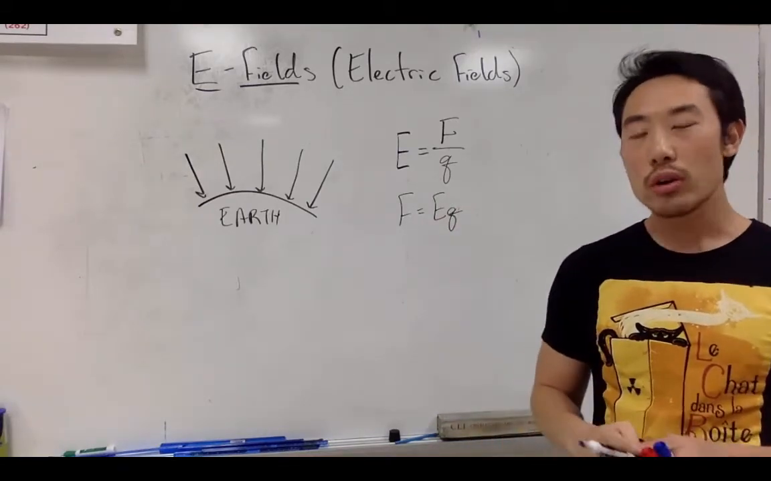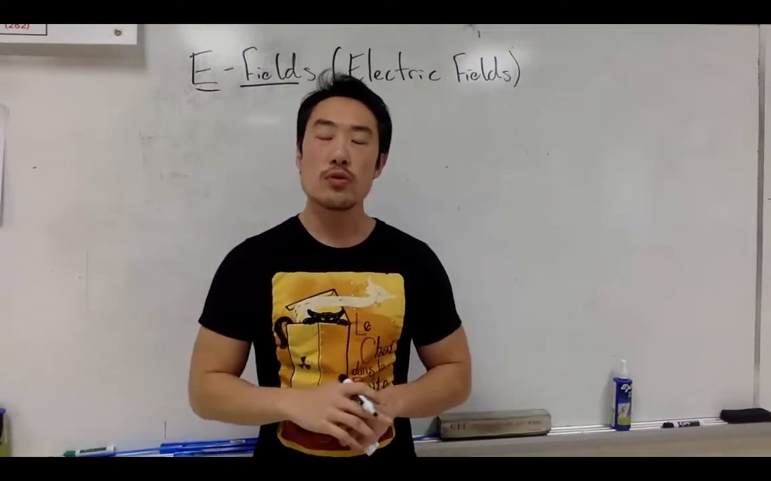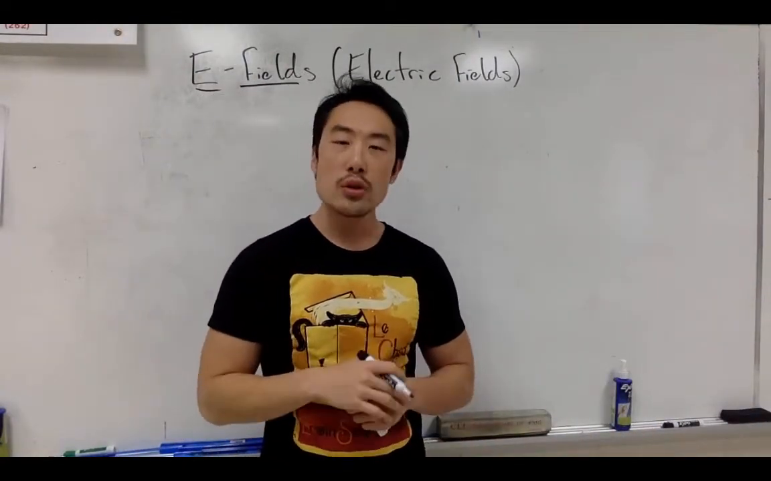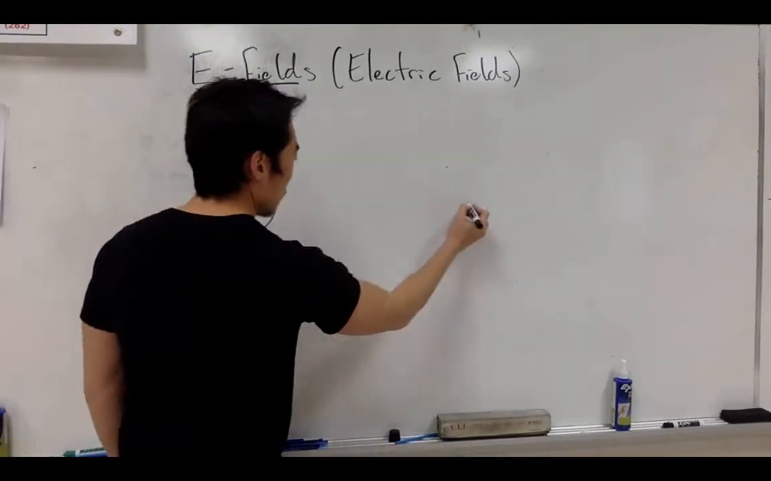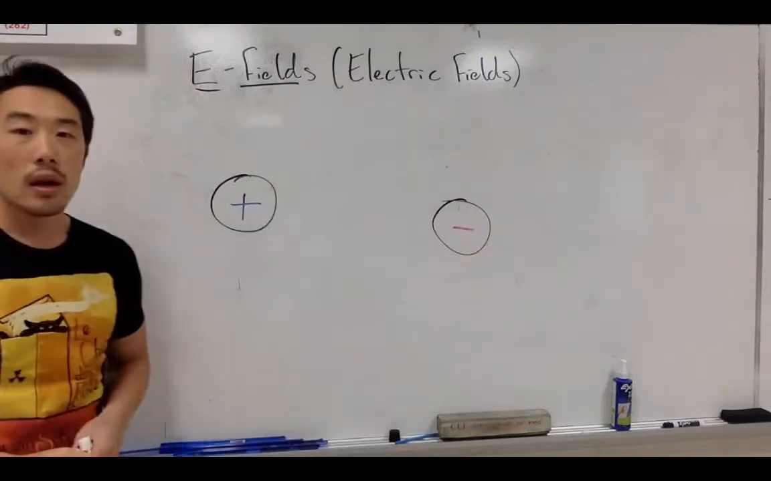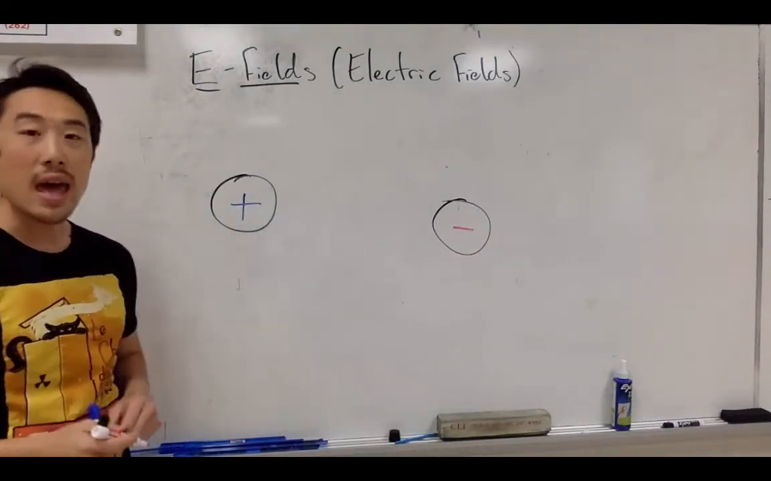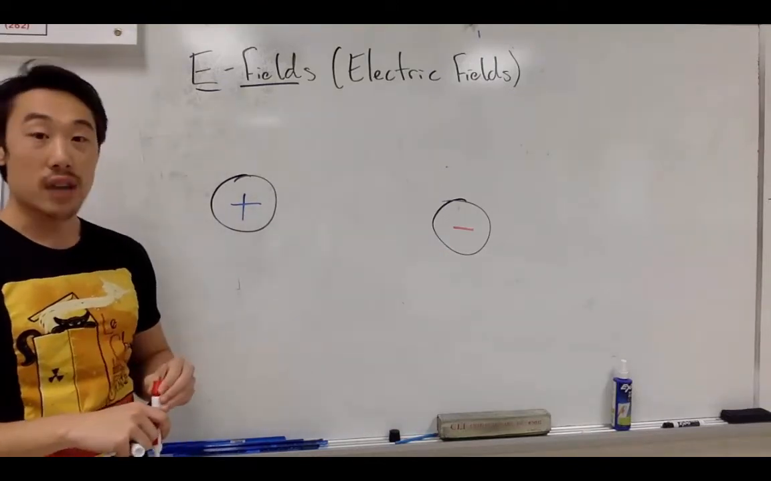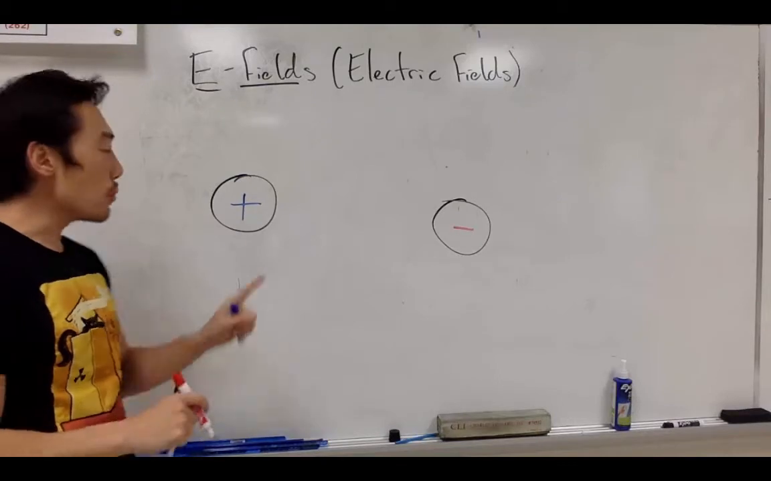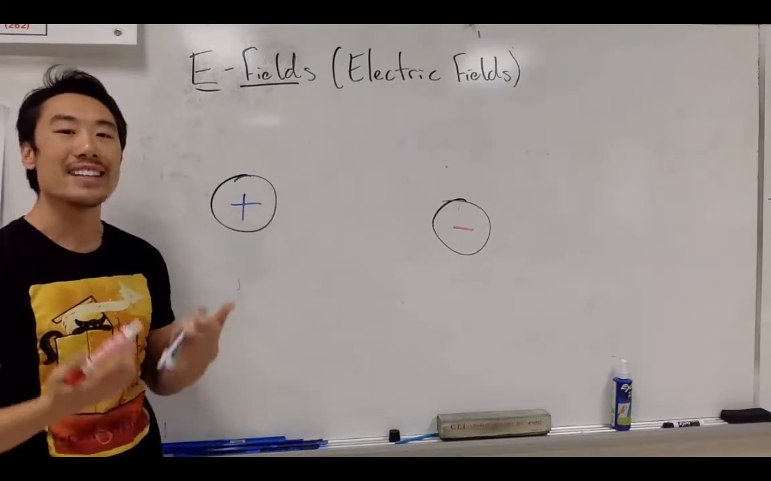Now, how do we draw E-fields? In order to draw E-fields, what you must first start off with is a charge. I'm going to start off with the two types of charges, the negative charge and the positive charge. Here I have two charges. The positive charge is represented by the blue plus sign, and the negative charge is represented by the red negative sign. When you draw E-fields, you must always start off with a circle, which represents the charge, and the field itself is represented by the arrows.